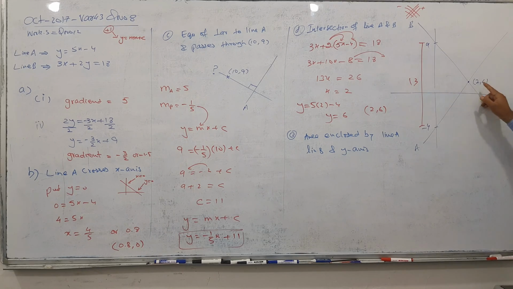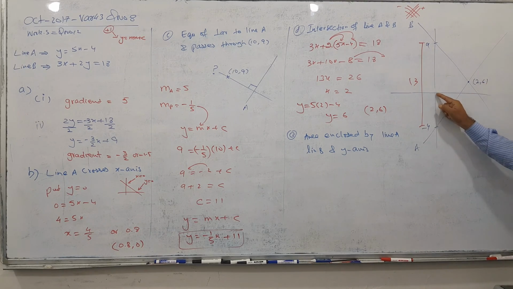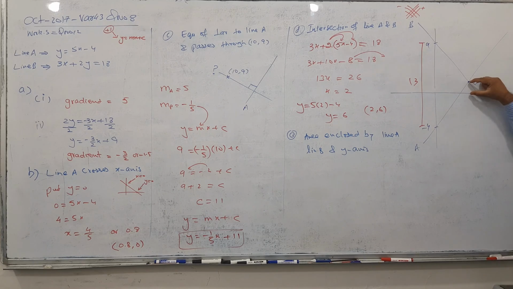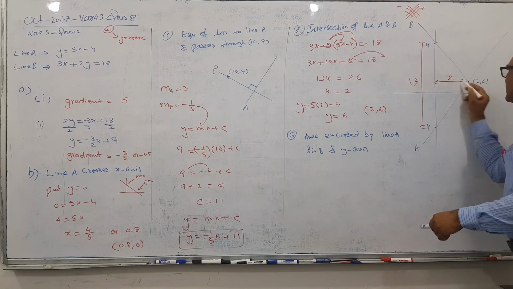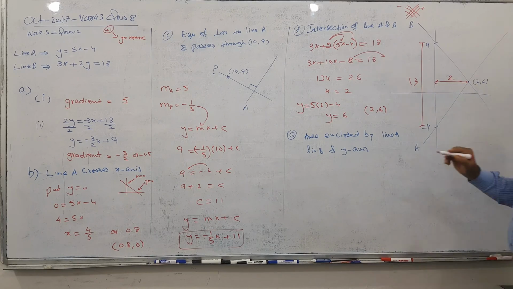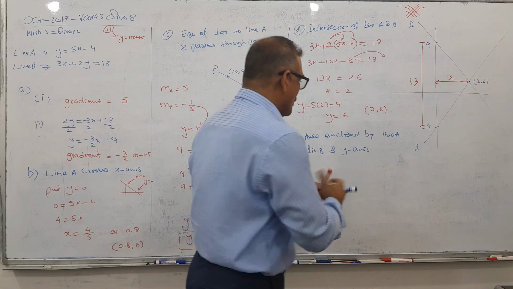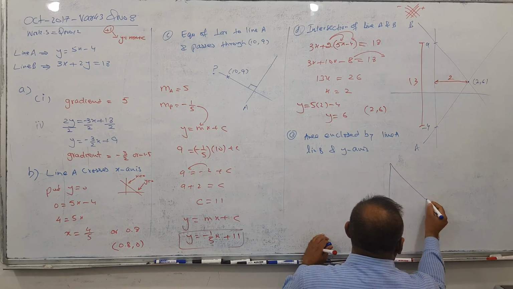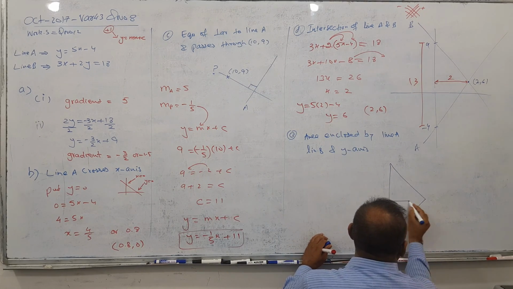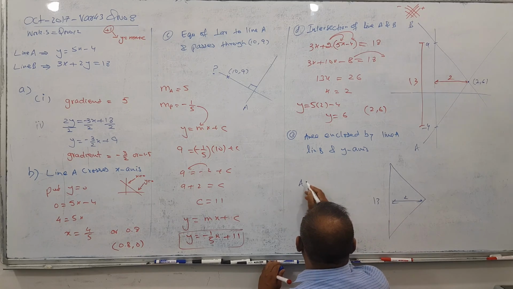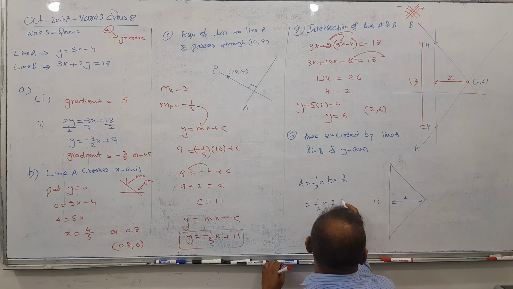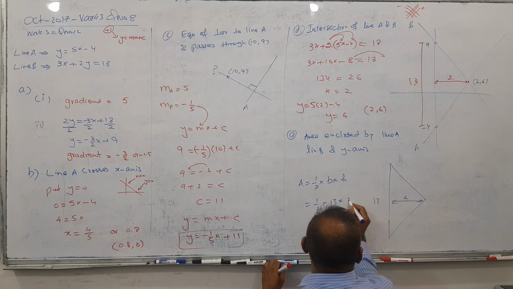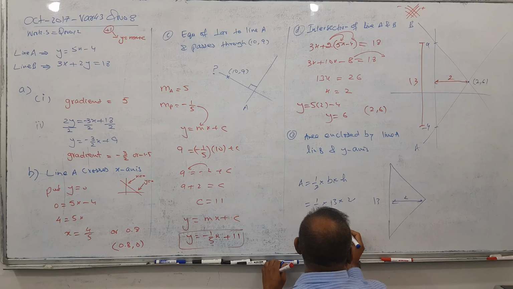And my question, what does 2, 6 represent? The gap from here to here is 2 and this is 6. Can I say this gap from here to here is 2? I think clear. I repeat again, the game is over, and this is my triangle. This is 13, and this is 2, and half into base into height. Base is 13, height is 2, Mabruk, 13 unit square is the area.